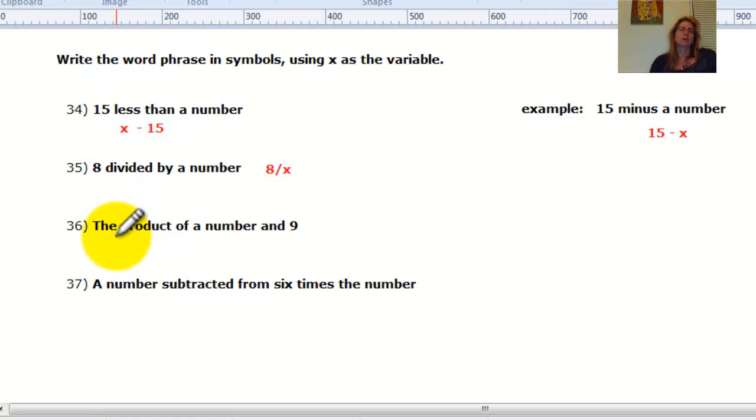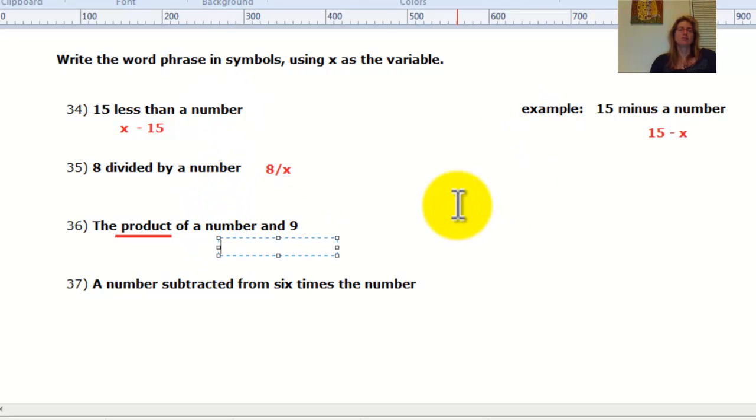Product means the answer of any two things multiplied. So the number and 9 have to be multiplied in order to make a product. So you can do 9x. So the product of a number and 9 is just 9 times a number.